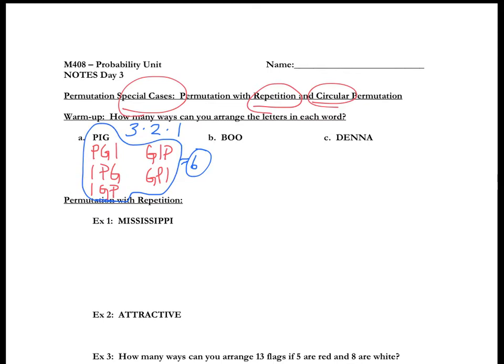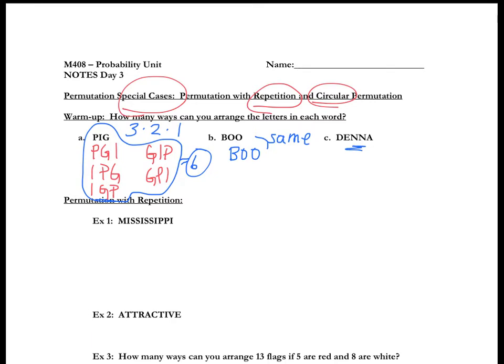However, things start to get a little complicated when you have 2 of the same letter. For example, if you look at the word boo, if I tried to rearrange this, I would have B-O-O, but that looks the same as the B-O-O to begin with. There's no way to really denote that the first O and the second O are different. And the same thing is true with the word denim.